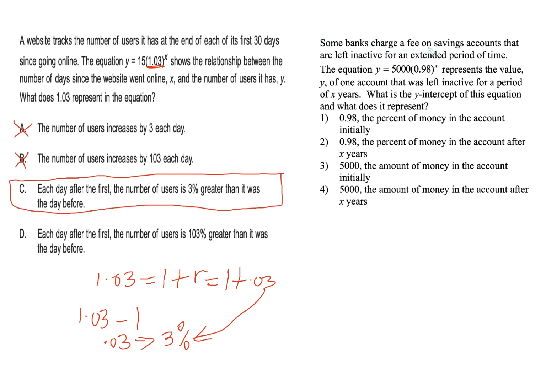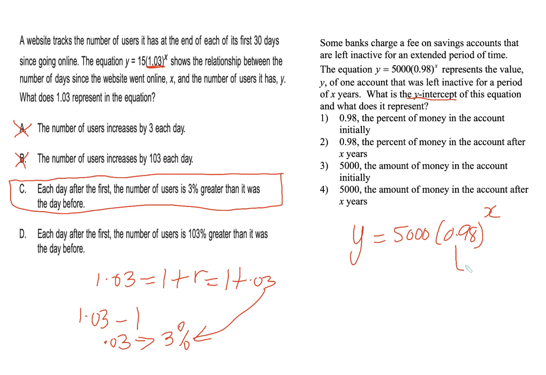Some banks charge a fee on savings accounts that are left inactive for an extended period of time. The equation y equals 5,000 times 0.98^x represents the value y of one of the accounts that was left inactive for a period of x years. Now they're asking what is the y-intercept of this equation and what does it mean? We have y equals 5,000 times 0.98 raised to the x.